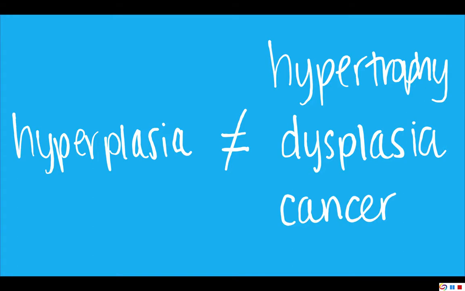Now, you should note, though, that some types of hyperplasia can actually put someone at a higher risk of developing cancer or dysplasia. An example of that would be endometrial hyperplasia. If a woman has endometrial hyperplasia, she has an increased risk of developing endometrial cancer. So they're not the same, but sometimes they're related depending on the organ system.